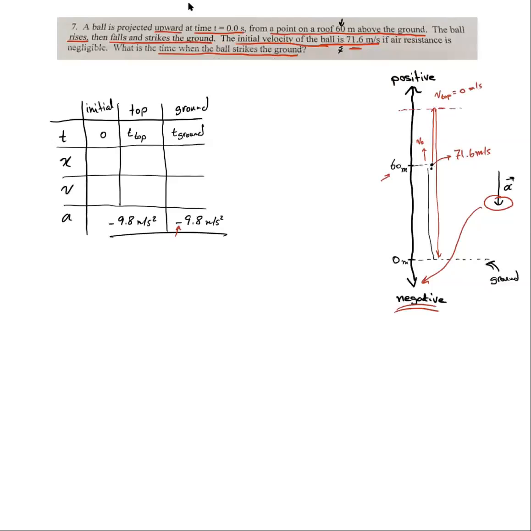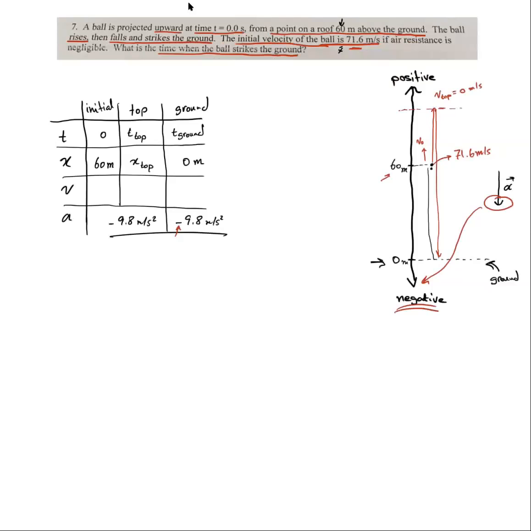Then the position, the ball started at position 60, which is the position on top of the roof. Then it got to the top point. We don't know that position yet, so I'm going to call it x top. Then it fell all the way to the ground, and we defined ground to be 0. So the position x ground will be 0 meters. And now we can talk about velocity.